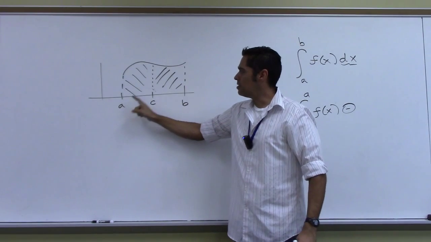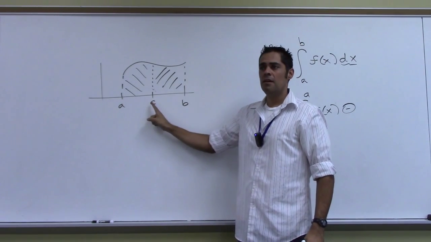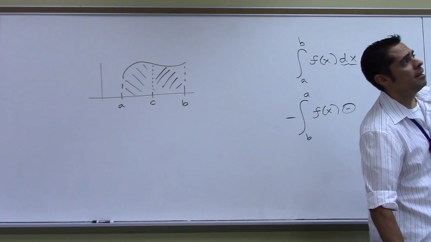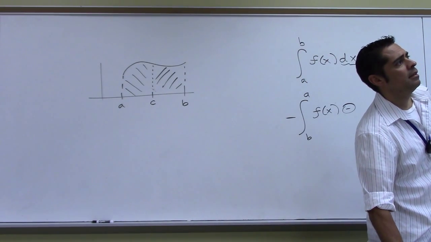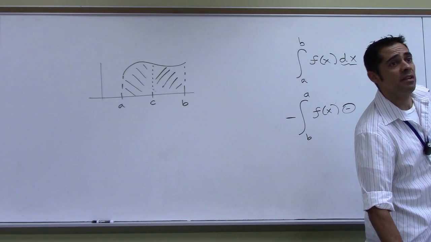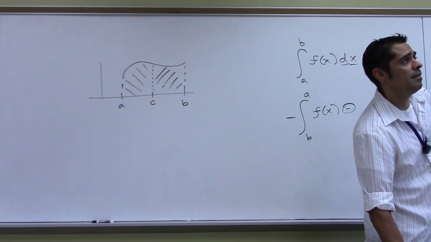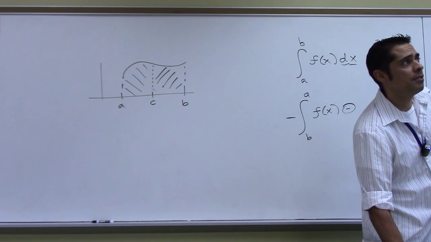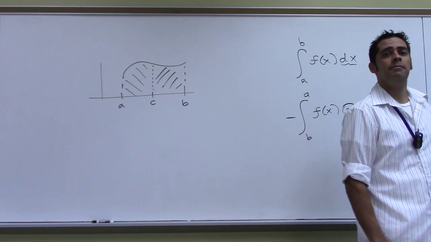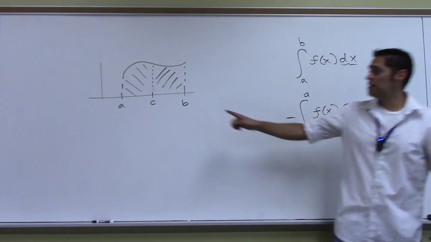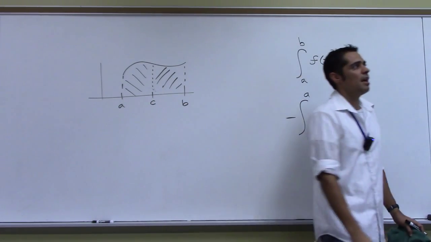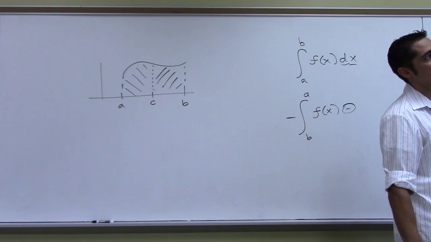This area is the integral that goes from A to C. This is the one that goes from C to B. So that's what that's saying right here. The integral from a to b is equal to the integral from a to c first, then the integral from c to b. Add those two areas together, as long as the c's between these. Of course, if c's out here, that doesn't work. So that's what that first condition says. C must be between the two.